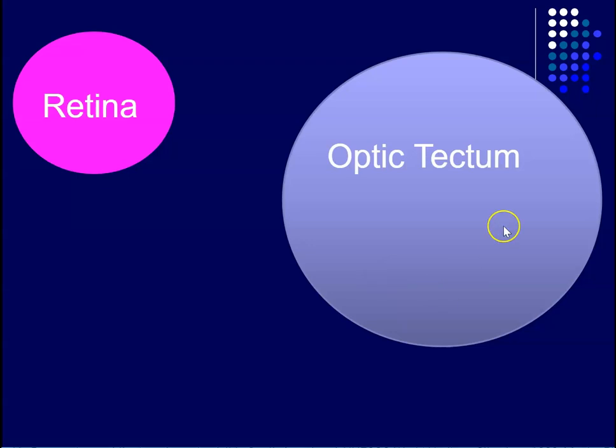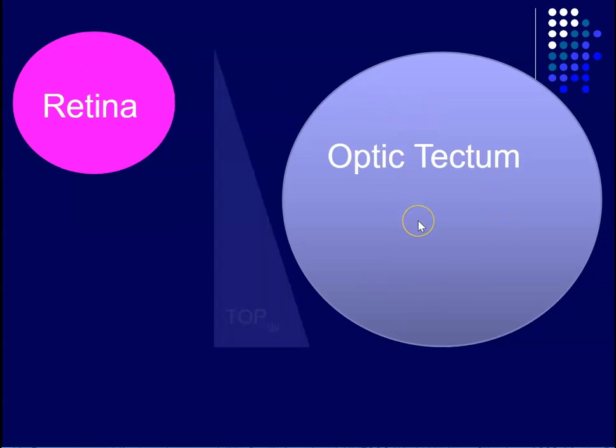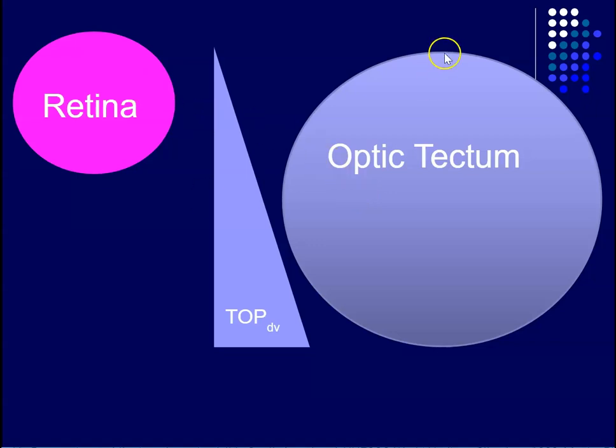So here we have the retina, here we have the optic tectum. How are the axons from the retina finding their way to the right part of the tectum? It turns out that there's a gradient of a particular protein called TOPDV, which is short for topography dorsal ventral. Its concentration varies. It's most concentrated on the ventral part of the tectum, least concentrated on the dorsal part of the tectum. Axons coming from the dorsal part of the retina grow toward the tectum, and then they continue to grow toward higher and higher concentrations of TOPDV until they find their way to the ventral part of the tectum. Axons coming from the ventral part of the retina grow toward the tectum and grow toward lower and lower concentrations of TOPDV until they reach the dorsal part of the tectum.